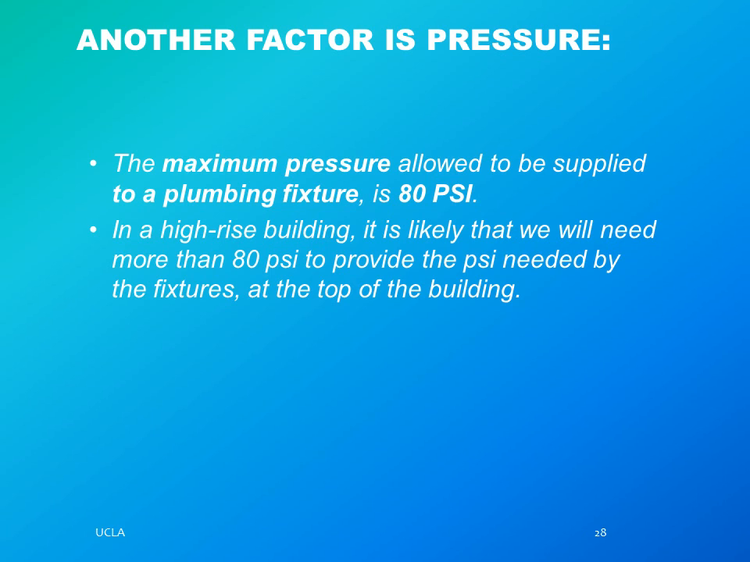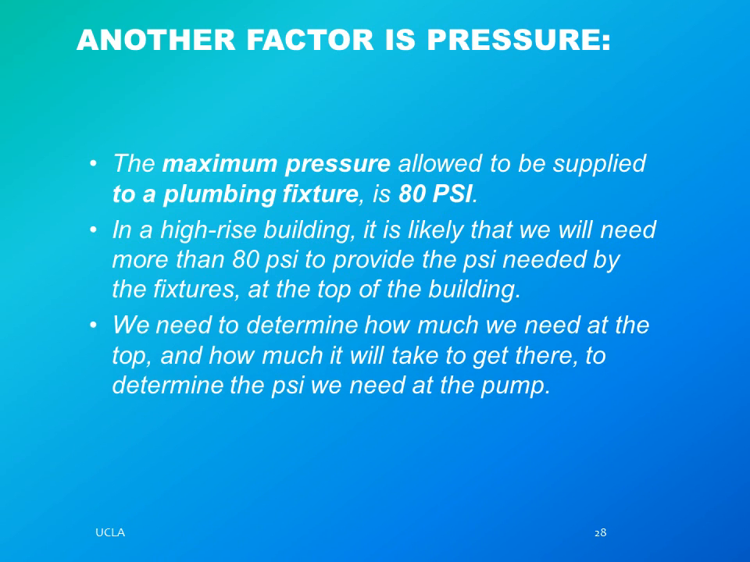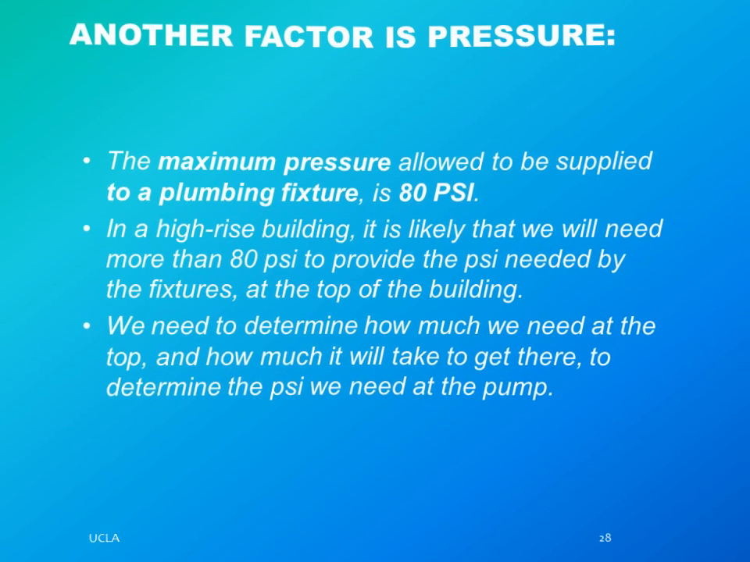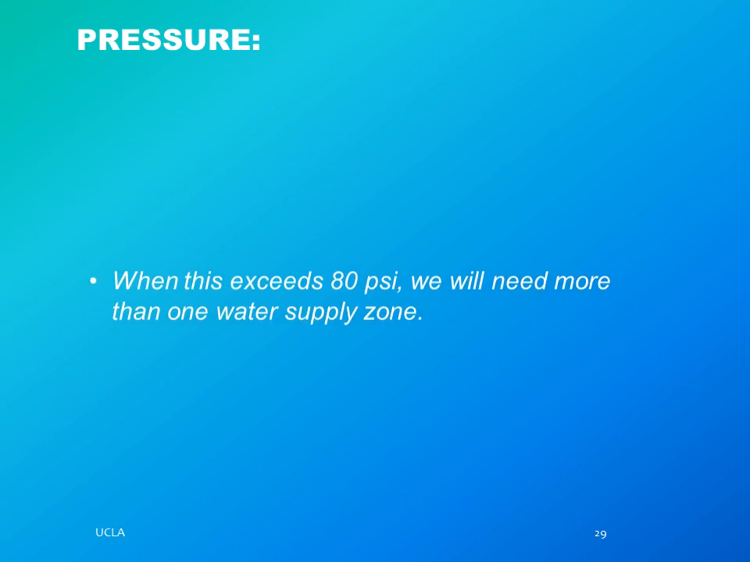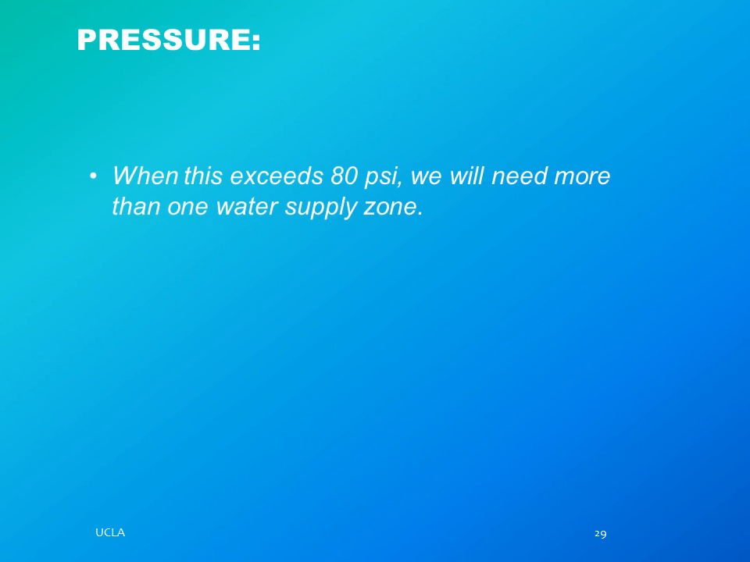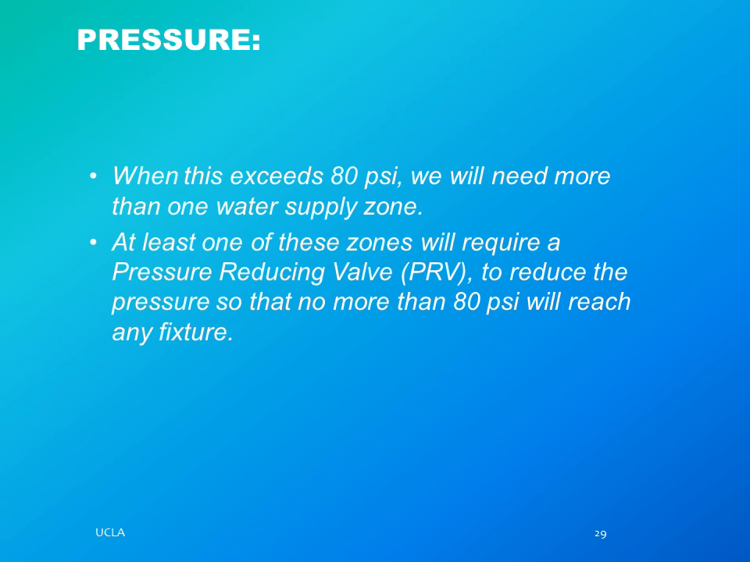In a high-rise building, it is likely that we'll need more than 80 psi to provide the psi needed by the fixtures at the top of the building. We need to determine how much we need at the top and how much it will take to get there, and to determine the psi we need at the pump. When this exceeds 80 psi, we will need more than one water supply zone. At least one of these zones will require a pressure reducing valve, PRV, to reduce the pressure so that no more than 80 psi will reach any fixture.